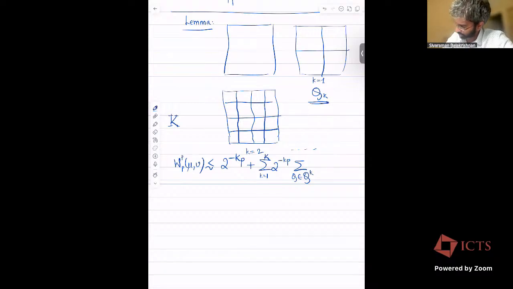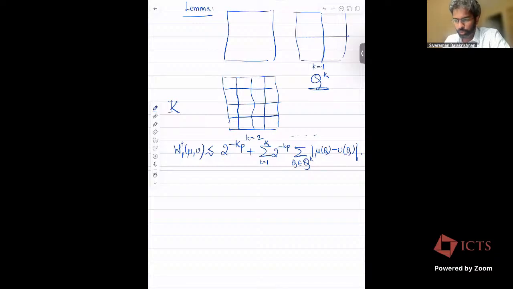In this collection, let's say Qk, I look at each of the cubes and I say, how different are mu and nu along that cube, right? In the TV sense. So what's the TV distance between mu and nu at each resolution? And this gives an upper bound on the WP distance.